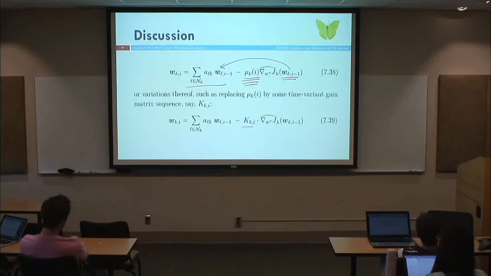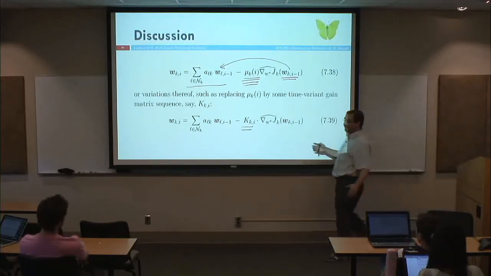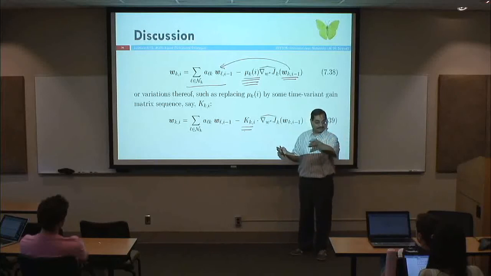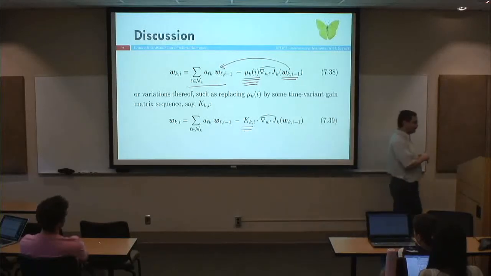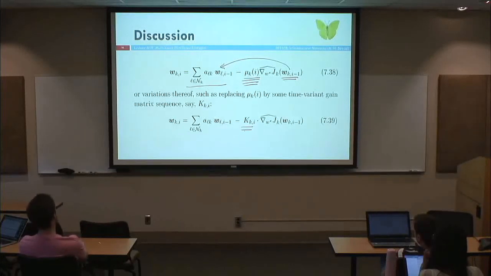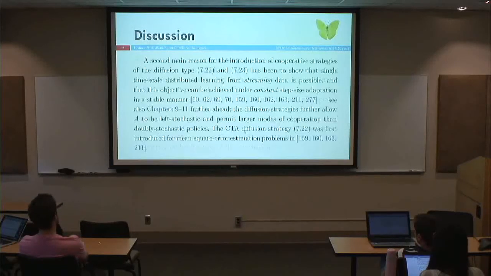You can even use, by the way, matrices. The step sizes don't need to be scalars. They can be matrices, like in RLS, right? You have a Riccati variable, right? Scaling the error. So you can also do things like that, okay? But this is just a remark for now, okay?